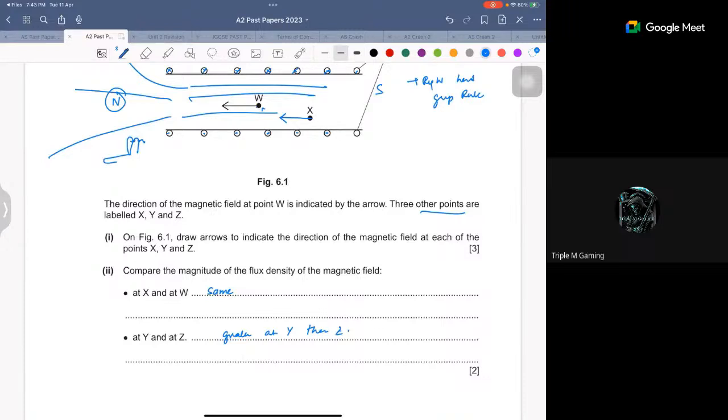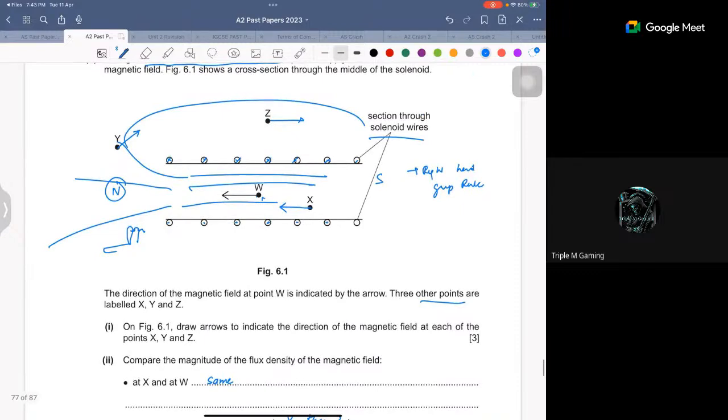Sir, for Y, it says the arrow should be pointed towards the left, like this. Yes, it should be like this. Sorry, I did not follow the field. You have to follow the field, Kartika. That's correct. It should be in the direction of the field. That's fine.